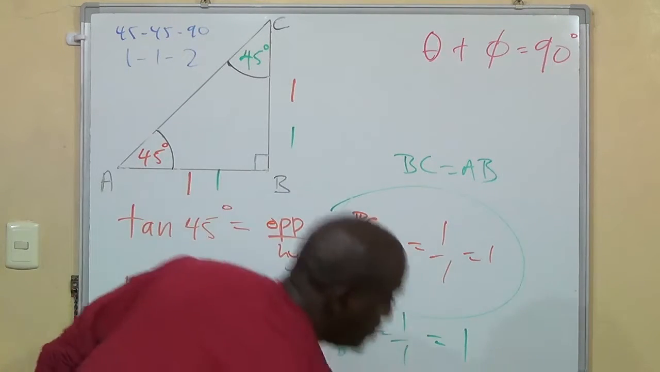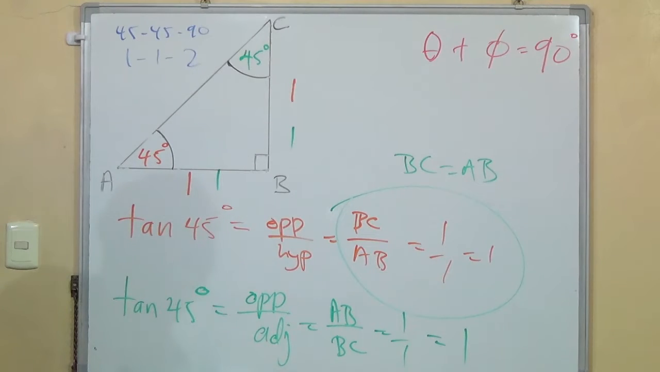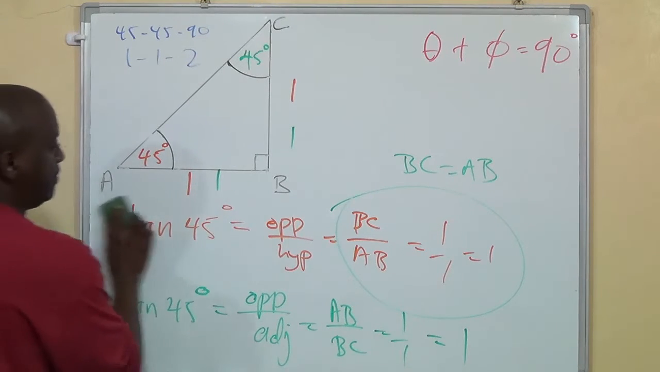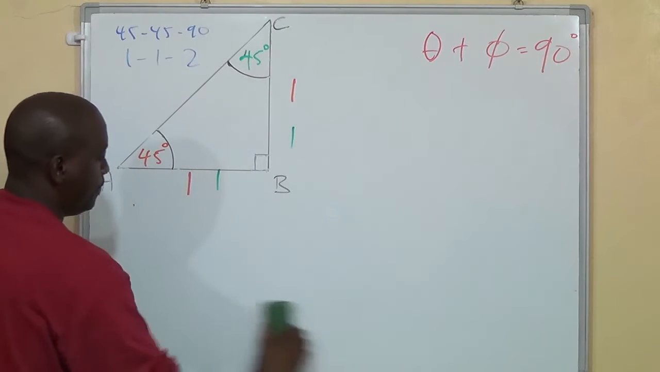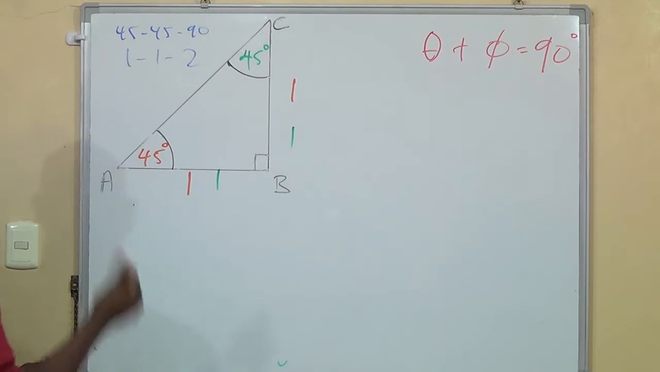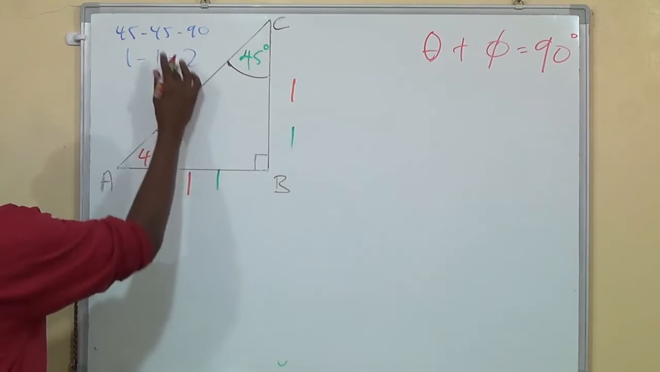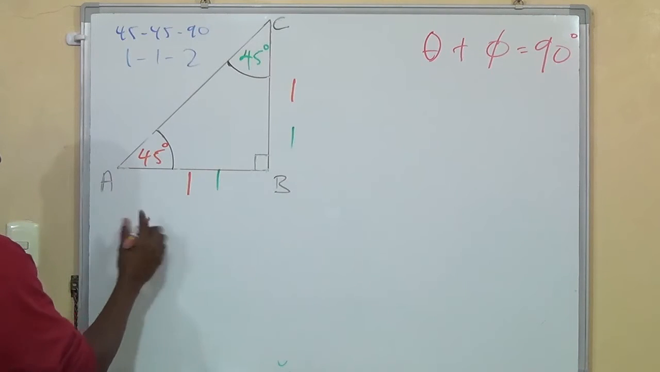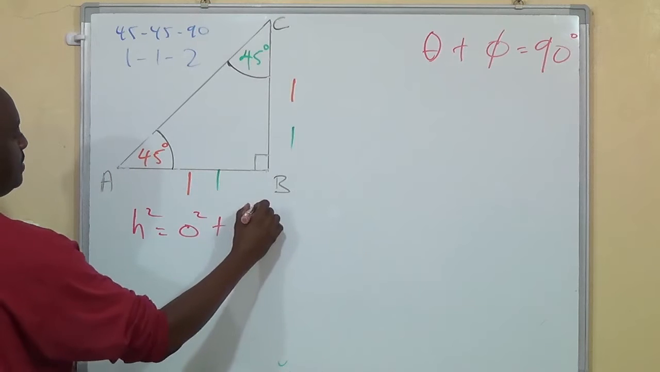Remember, of course, the hypotenuse is always the side opposite the right angle. So I am going to, what should I do? Alright, I'm going to rub this off. So we're using Pythagoras Theorem, and we're saying that, again, this is the hypotenuse, right? So by Pythagoras Theorem, h squared is equal to opposite squared plus adjacent squared.